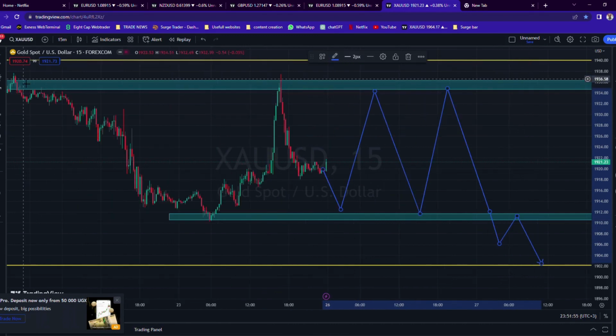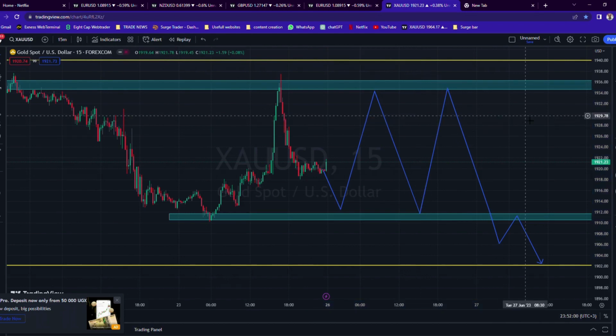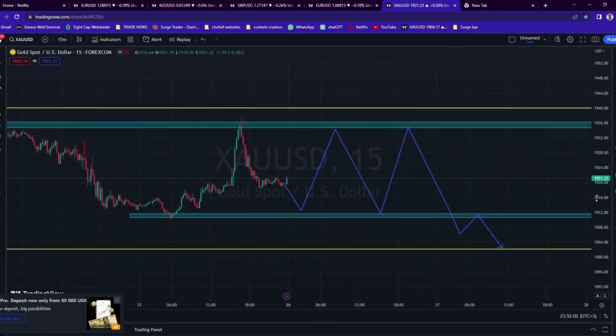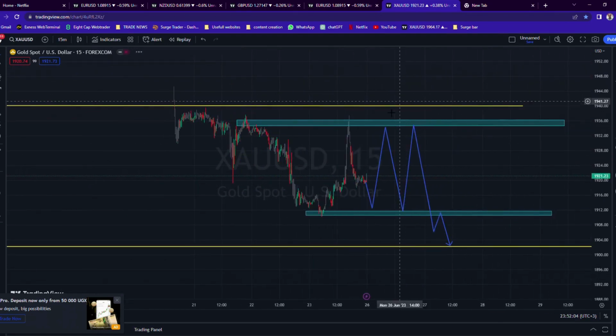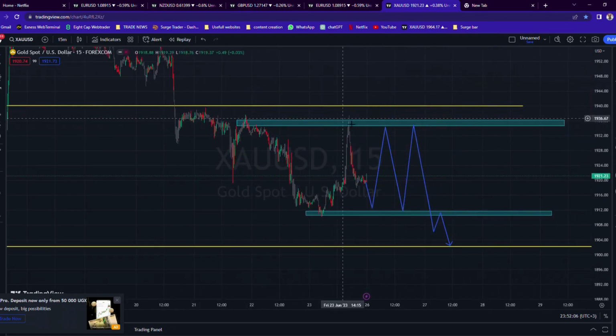But as soon as you see a range forming like this, always expect some liquidity sweep. Always expect moves that are going to wipe out the buy side liquidity and the sell side liquidity before you see the move to the key zones you are always waiting for.